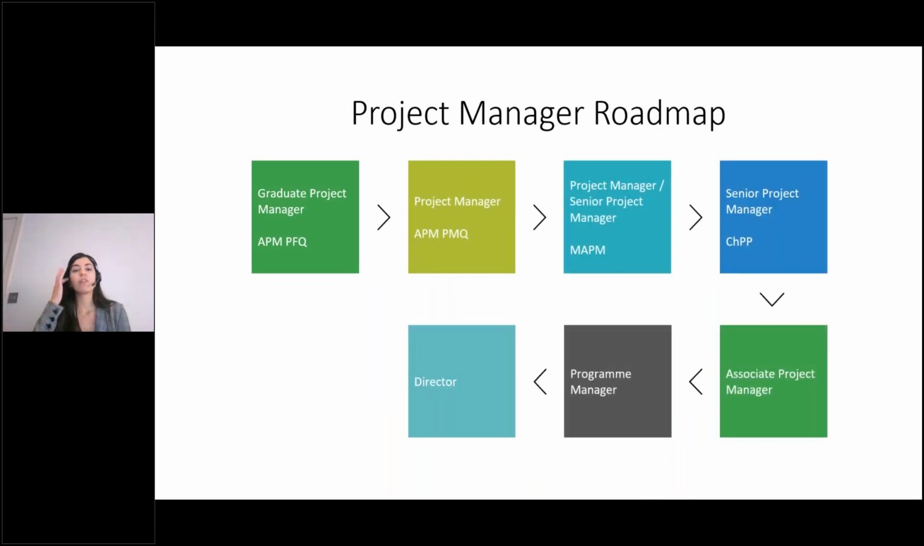Here I put an example of a project management roadmap. Perhaps that's something that I would like to follow in the future. For example, becoming a senior project manager with full membership with the APM, chartered professional, progressing as associate project manager, etc. But this is one example, and there are various different routes of the project management profession. You can choose to become a risk manager, a program manager, or commercial manager, anything that you are interested in.